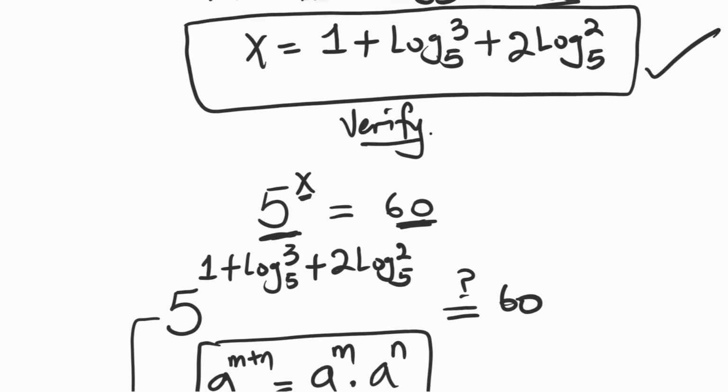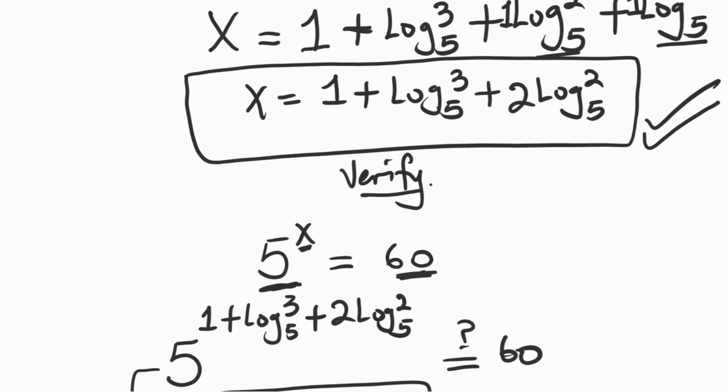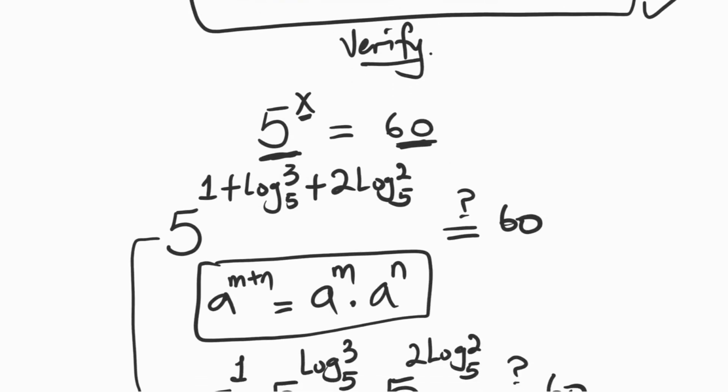So this has proven that the left hand side is exactly what we have on the right hand side. Therefore, our value for x, which is 1 plus log 3 base 5 plus 2 log 2 base 5, is the correct answer and solution to the question.